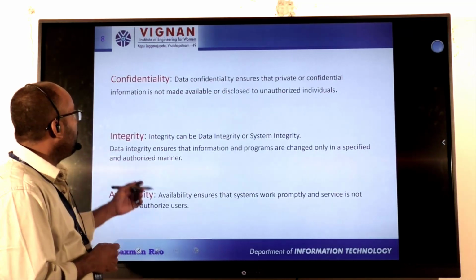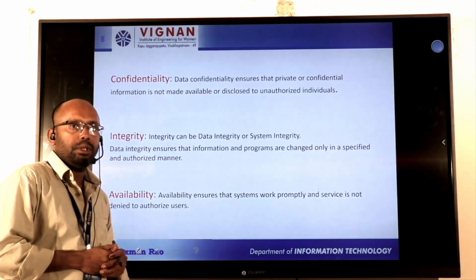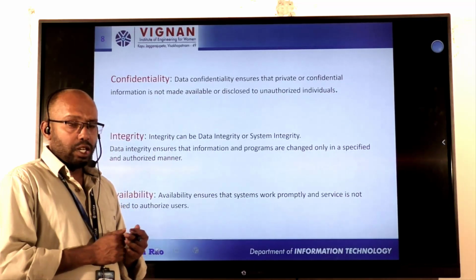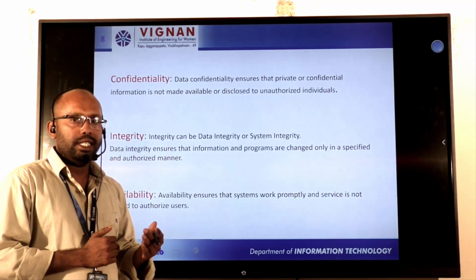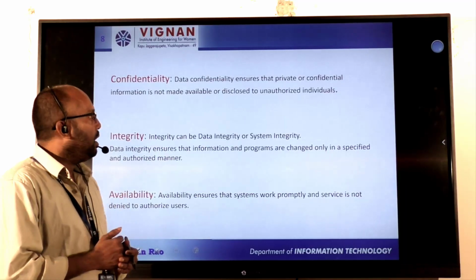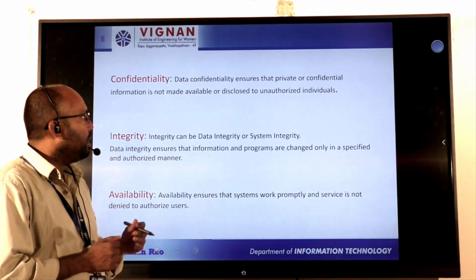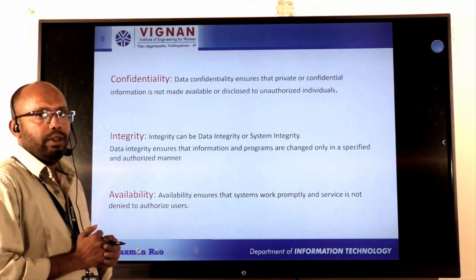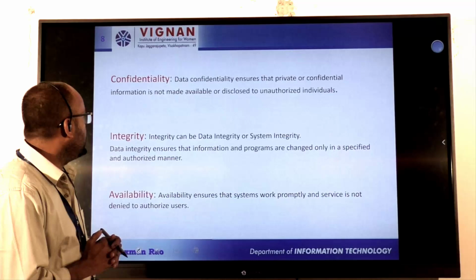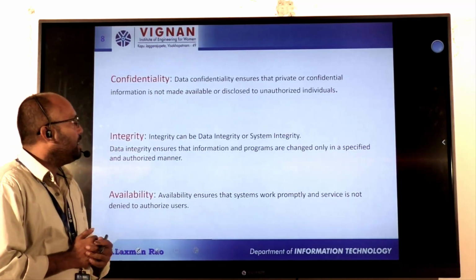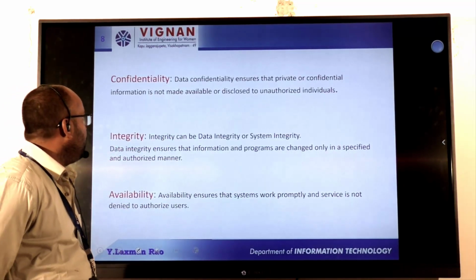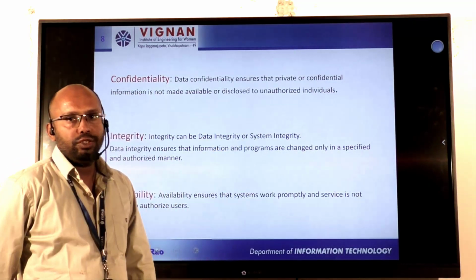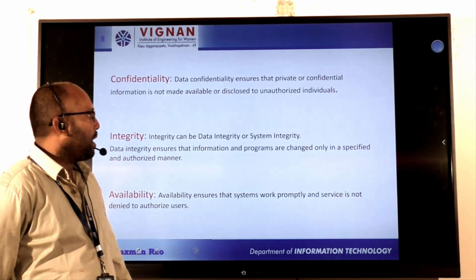Now we'll see what confidentiality is. Confidentiality is nothing but the data not being exposed to any unauthorized access. As I already told, there are good guys and bad guys on the internet, and legitimate users are also there. But data confidentiality ensures that private information is delivered safely to the receiver, and is not made available or disclosed to unauthorized individuals like attackers or hackers.